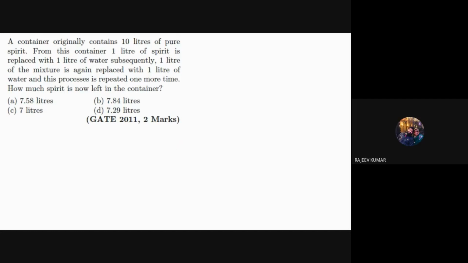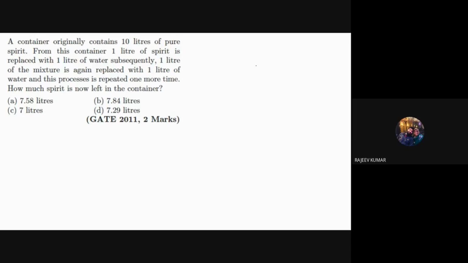So, a container originally contains 10 liters of pure spirit. From this container, 1 liter of spirit is replaced with 1 liter of water. Subsequently, 1 liter of mixture is again replaced with 1 liter of water, and this process is repeated one more time. So, basically, 3 times it is being repeated. How much spirit is now left in the container? That is what you need to find out.